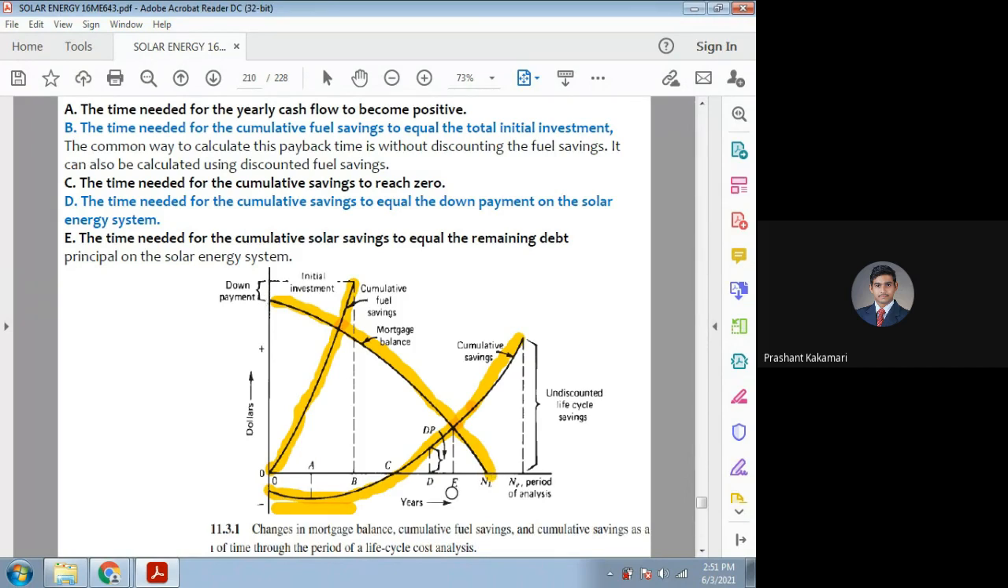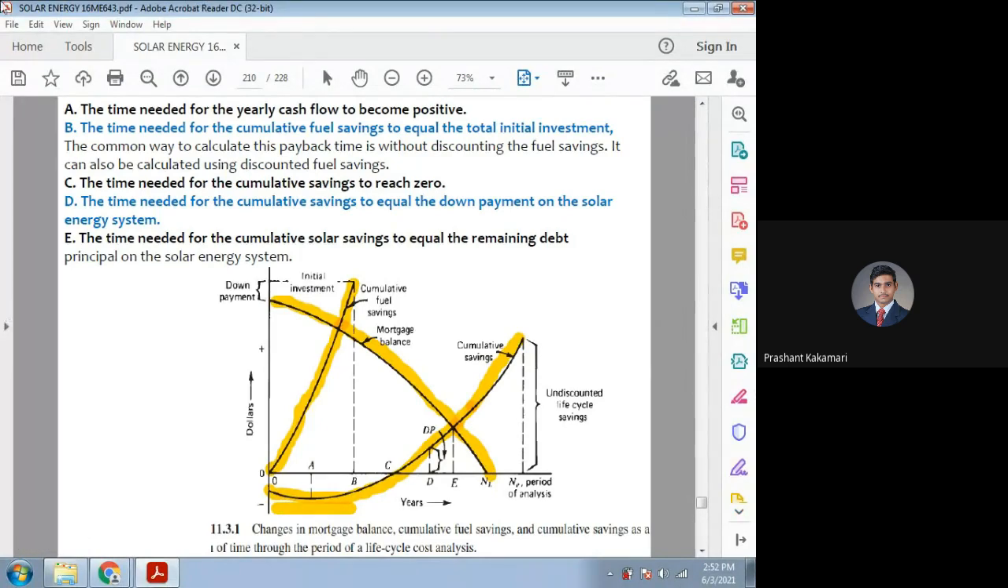Now point E. At this E point, you can see both the mortgage balance, the loan balance curve, and the cumulative savings of the solar system crossing each other. This is very important. This is the time needed for the cumulative solar saving to equal the remaining debt, the remaining amount on the loan. Is that clear? Now after this, whatever loan you are paying, the benefit is available from the solar system itself. Means after this E point, you can take the benefit of the solar system and pay the same amount to the loan, not from the pocket. These are all benefits possible from the conventional systems.